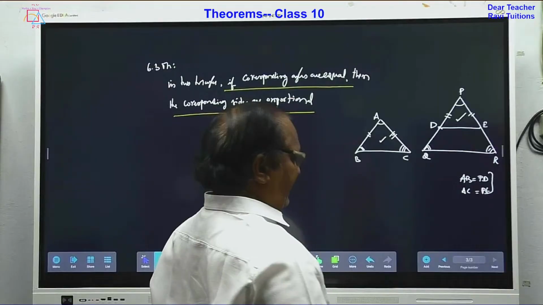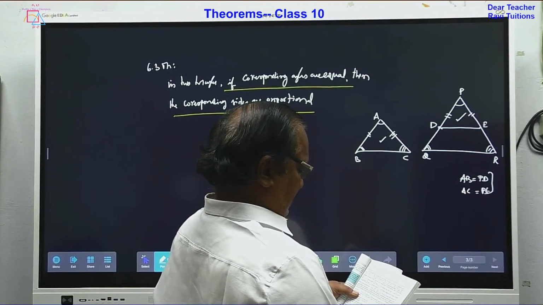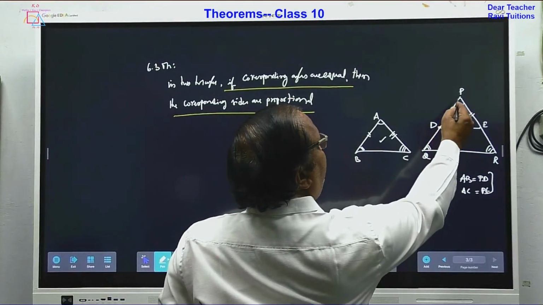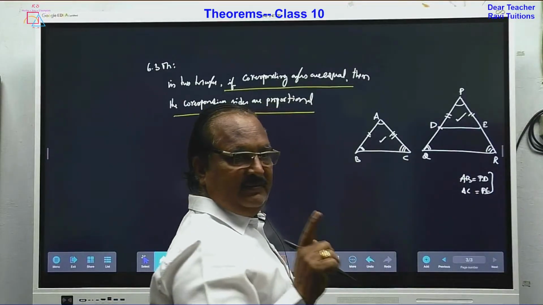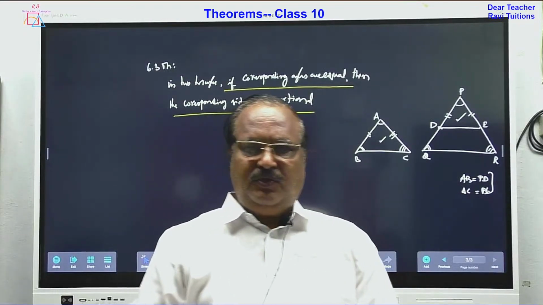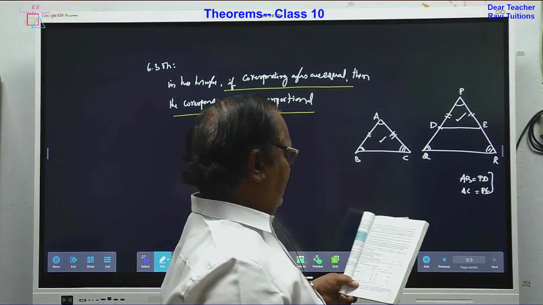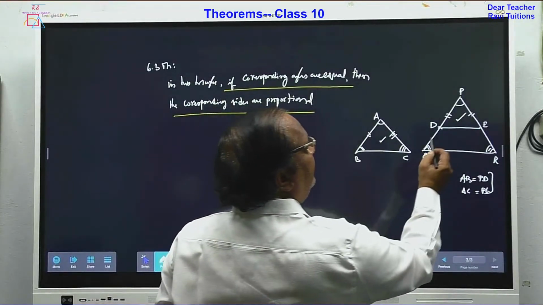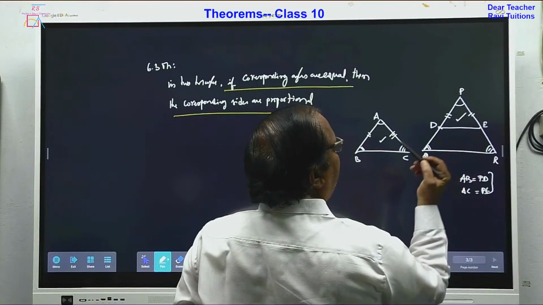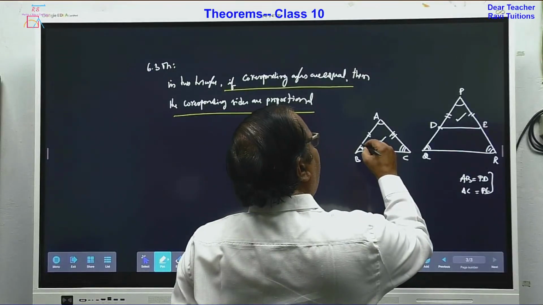So then, what is the ratio of DP by AB? 1. So using this, you have to do it, right? So now, ultimately you have to prove DE is parallel to QR. As these two triangles are congruent, so then what happened?